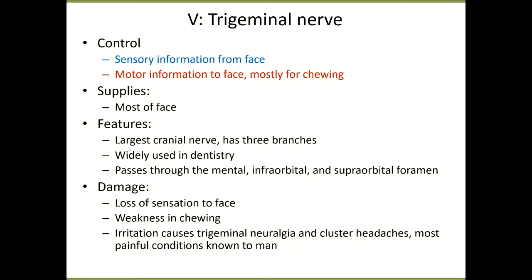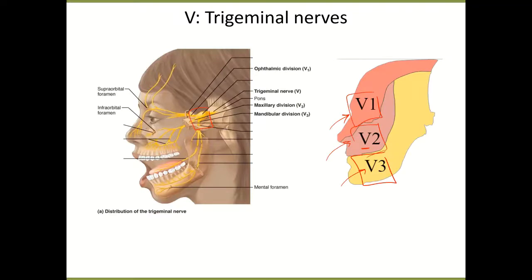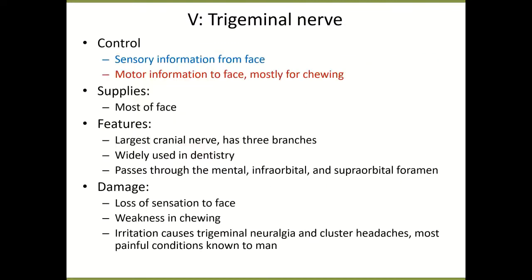So it supplies sensory information, and it also supplies motor information to the face. Motor information specifically to those chewing muscles, to the temporalis, to the masseter muscles. All right, so this is the one that controls a lot of chewing, a lot of eating. And if you gotta have dentistry work done, you're gonna numb this guy. This trigeminal nerve is widely used in dentistry. When you go in, you get those numbing shots, they're aiming for branches of the trigeminal nerve.